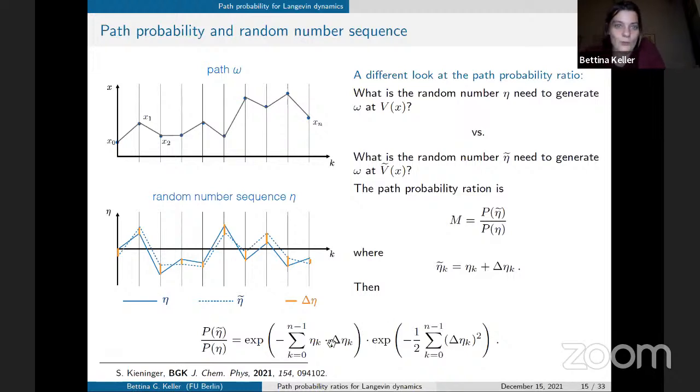So why is this useful? This is useful because this is the random number for the simulation at the simulation potential, and that is something that you don't have to calculate. That is something that you can just record during your simulation, and the only thing that you need to calculate is this little orange shift.